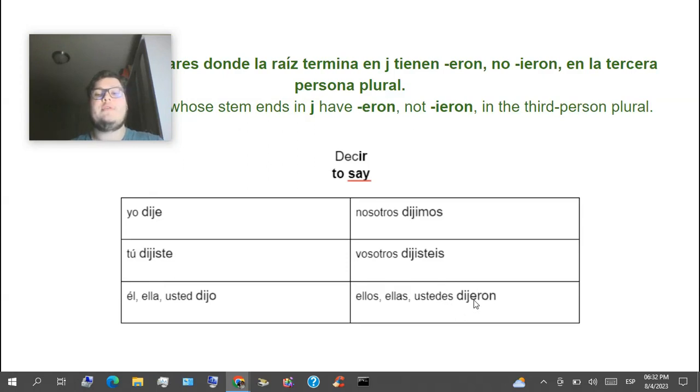Dijeron, as you can see, we don't have an I in the middle of the J and E. Why is this? It's because it is an exception. So for the rest of the verbs that we saw before, we use the I in the middle of the J and E. But in this case, we are not going to pronounce it. So we say dijeron, dijeron. Okay?